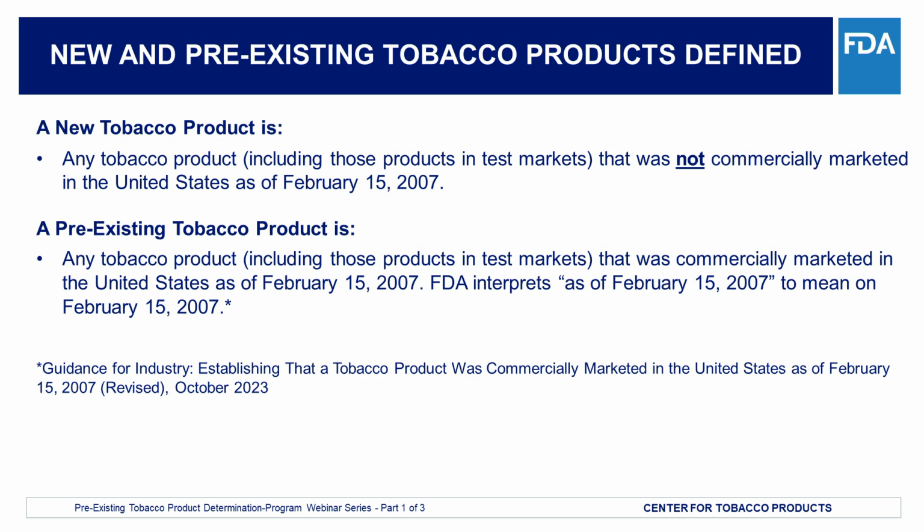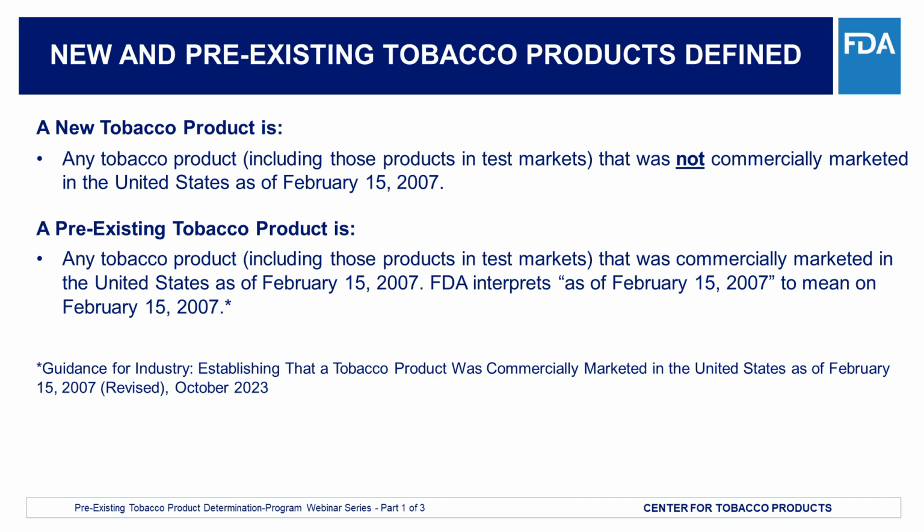New tobacco products generally must receive FDA authorization through one of the three pathways to be legally marketed in the U.S.: substantial equivalence, or SE reports; exemption from SE requests; or pre-market tobacco product applications, or PMTA. FDA interprets the phrase "as of February 15, 2007" as meaning that the tobacco product was commercially marketed, including those products in test markets, in the United States on February 15, 2007.